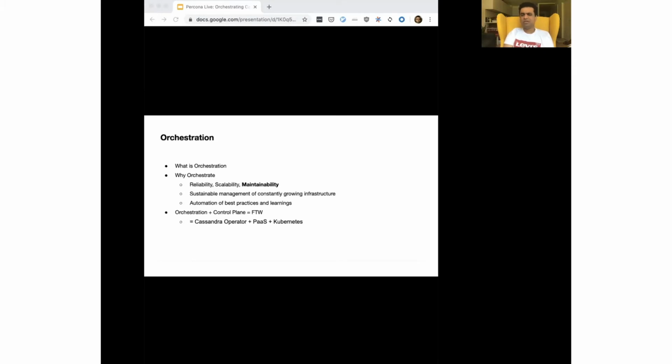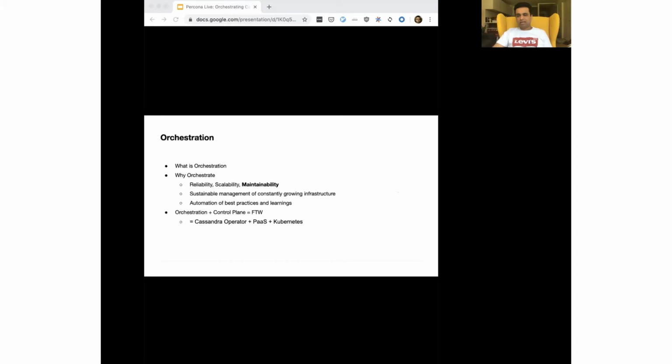Now, speaking of why orchestration, as we mentioned in desired traits, you have reliability, scalability, and maintainability, and maintainability is where I would say an orchestration system pays rich dividends. That's because architecture keeps evolving all the time, and by ensuring that the principles are maintained in an orchestration system, it becomes more maintainable over time. Time is a great stressor, as Nassim Taleb says in his Antifragile book. So again, why orchestrate? You need sustainable management of constantly growing infrastructure. Sustainability is the key there. And again, automation of best practices and learnings.